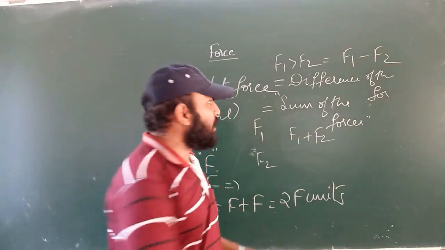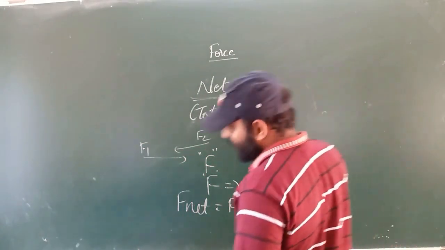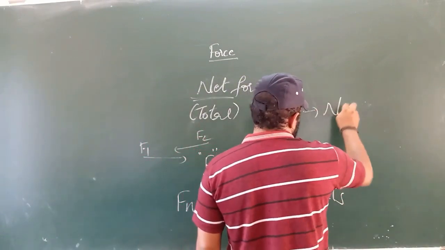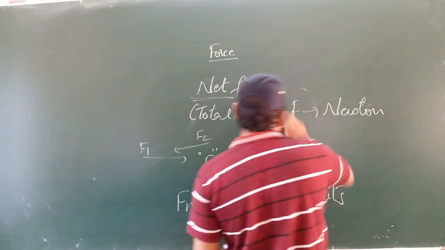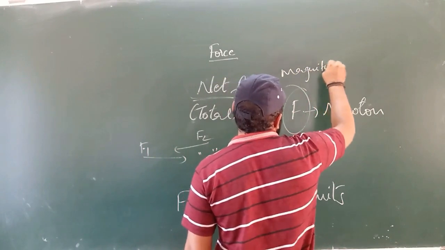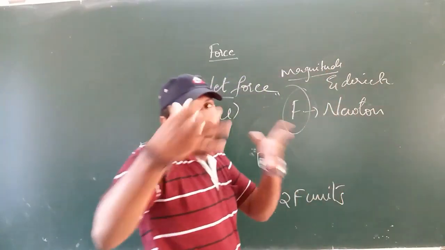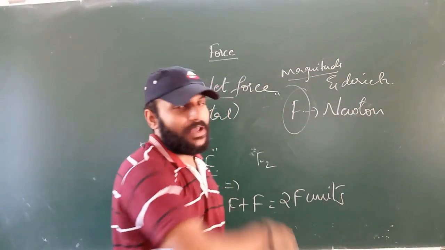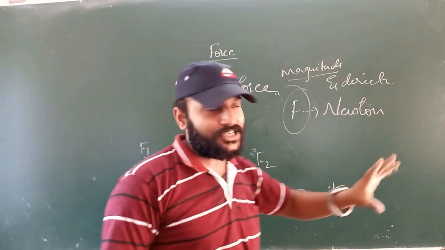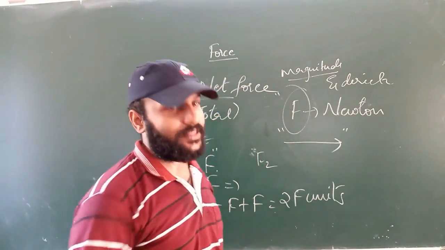Okay. Now what is the unit for force? You have learned it in the lower class. The force unit is Newton. Okay. When you are dealing with force, we have to consider both the magnitude and the direction of the force. Magnitude means the amount of force. Direction means in which direction we are applying the force. We will represent it with an arrow mark in the direction in which we are applying the force.